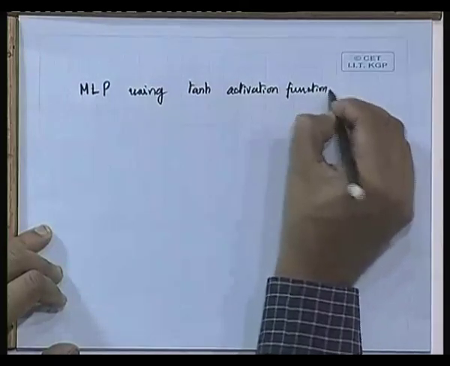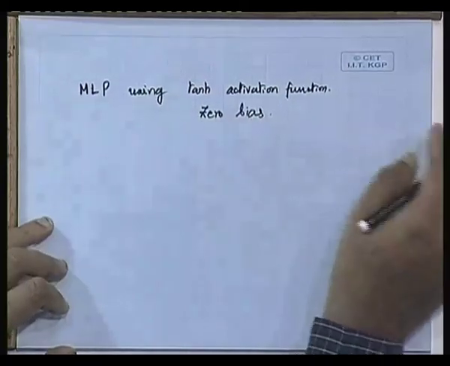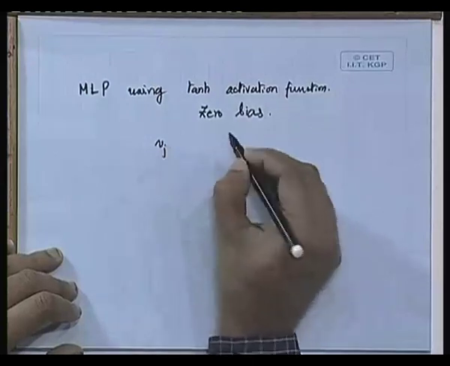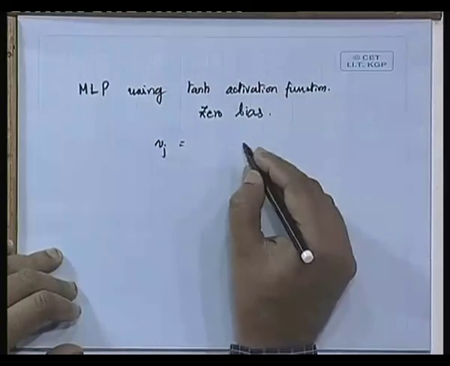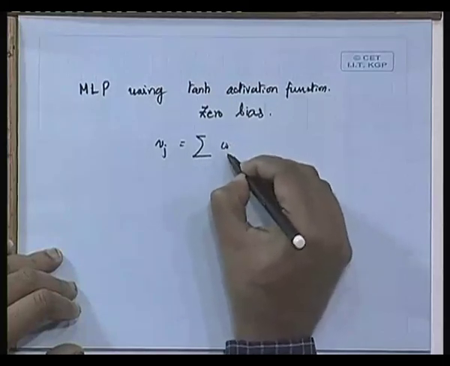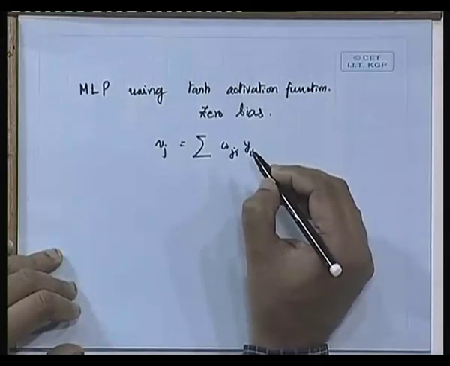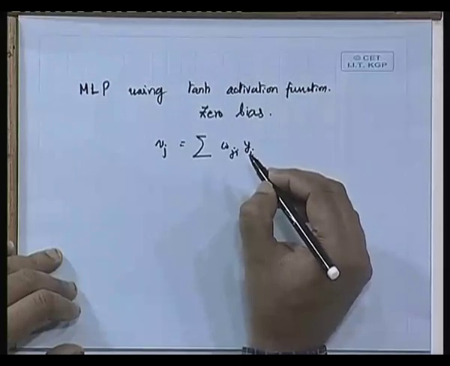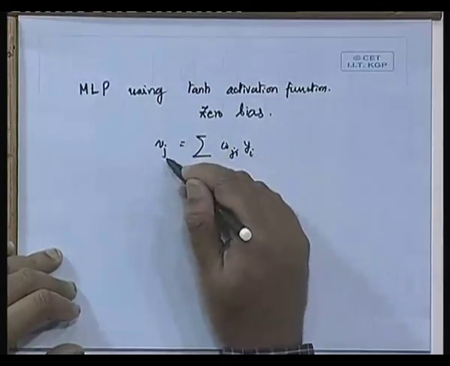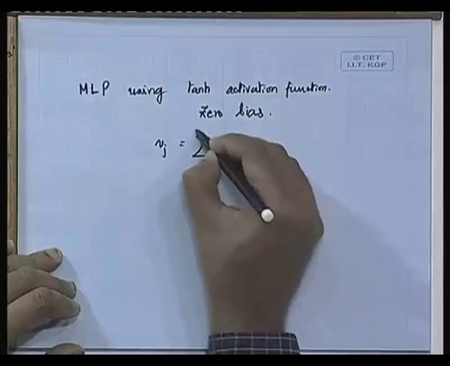And also we are considering the neurons to have zero bias. So, for the time being we are neglecting the bias, or considering it to be zero bias, so that the induced local field of neuron j, Vj, will be given by the sum of Wji yi, where yi is the input and Wji is the strength of the connection between the neuron j and the neuron i. Here j is the neuron under consideration, and this is summed for i equal to 1 to m.